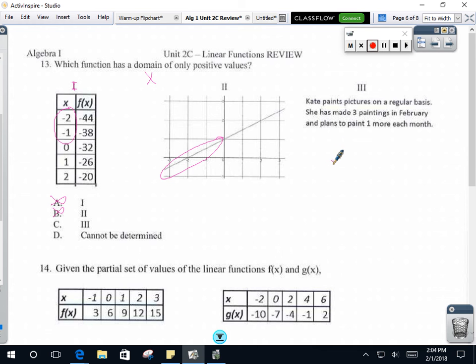Kate paints pictures on a regular basis. She has made 3 paintings in February and plans to paint 1 more each month. So what would the x be here? Paintings. Like in this scenario, kind of like it was necklaces in the other, it would be paintings. The equation would be y equals 1 per month, plus the 3 she already did in February. So x represents paintings. Are you ever going to paint a negative amount of paintings? No. So this is the one where the domain would only be positive values. It's still not negative paintings.